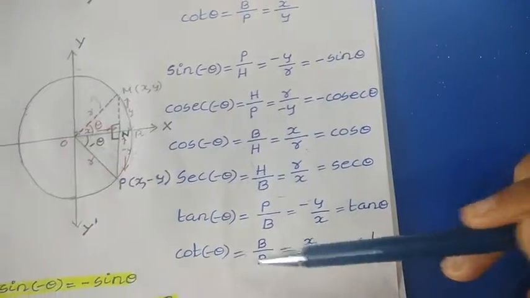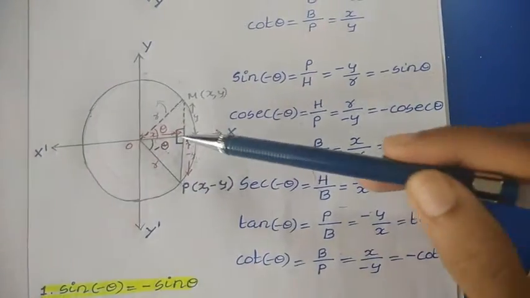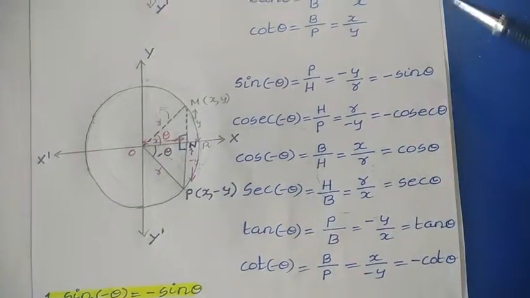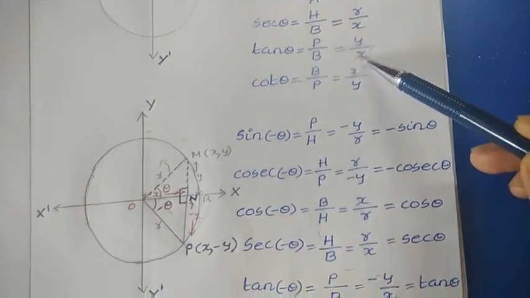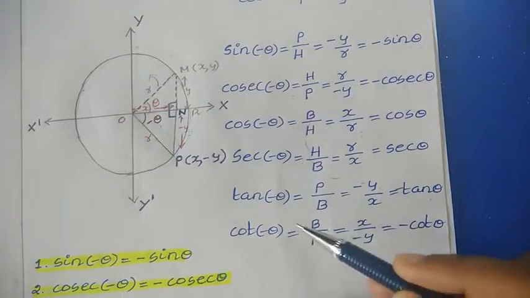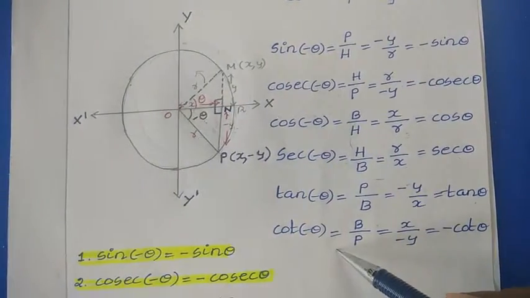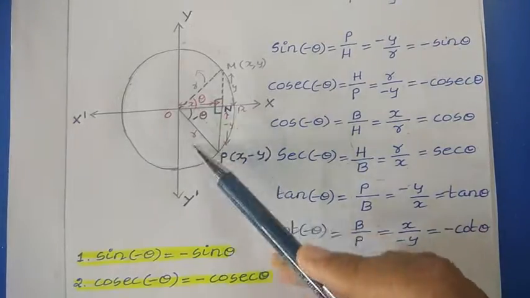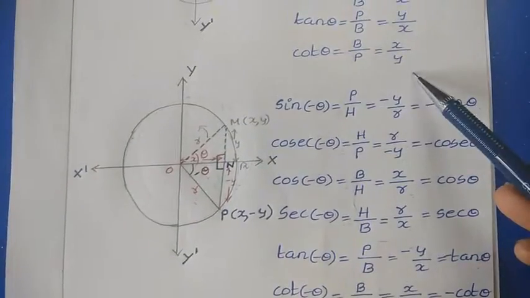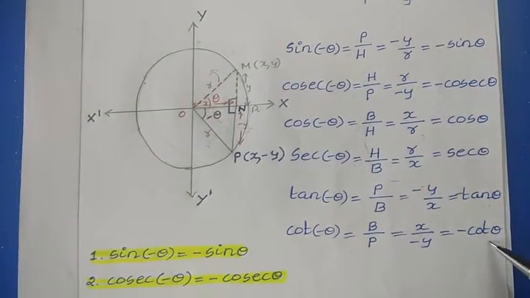Then tan minus theta. Tan minus theta is equal to perpendicular upon base, that is minus y upon x. So y upon x is nothing but tan theta here, so this becomes minus tan theta. So tan minus theta is equal to minus tan theta. Then cot minus theta is equal to base upon perpendicular, so x upon minus y. That is x upon y is cot theta, so minus cot theta. So cot minus theta is equal to minus cot theta.